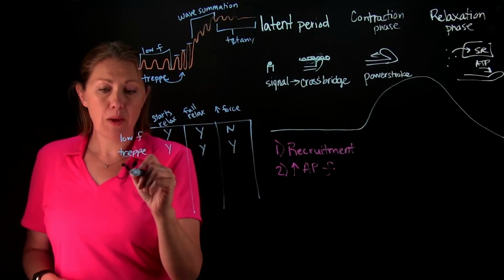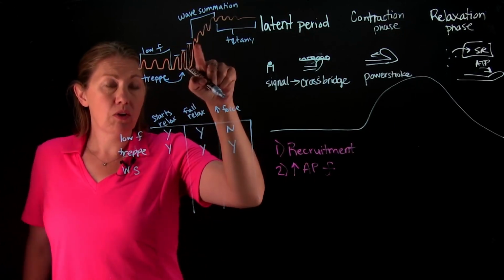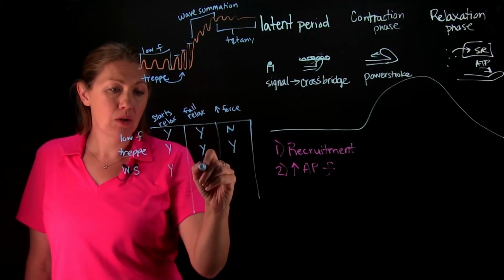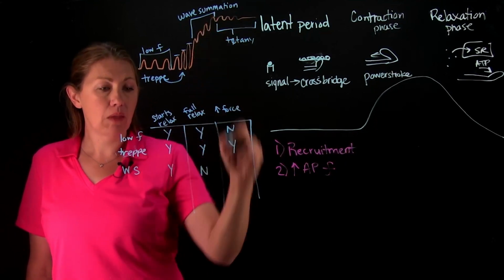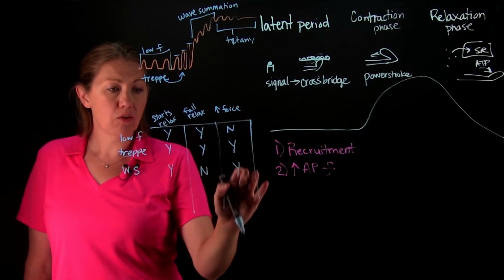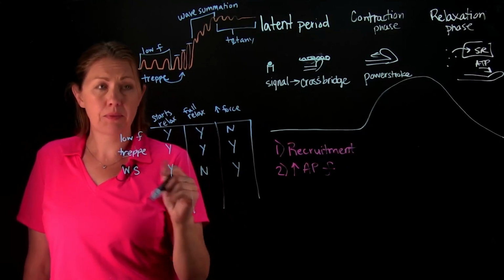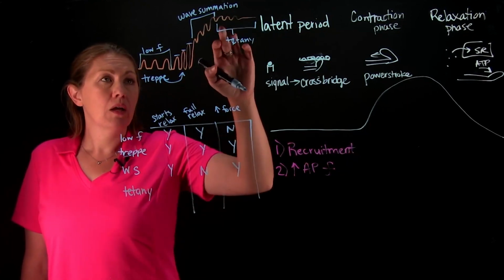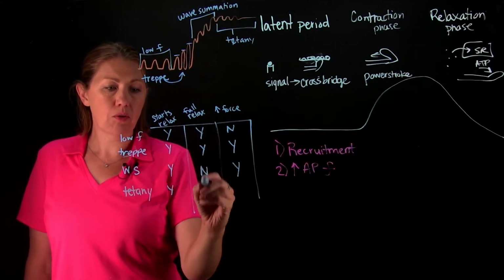Now your next one, wave summation, I'm going to shorthand that. So wave summation, do we start to relax? Yeah. Do we come all the way back? No. So we don't fully relax. And do we build with each one? Yeah. So there's your difference there. Yes, you're building. The difference here is you don't let it get all the way back to your baseline strength. And then your last one, tetany, do you start to relax? Yes. Do you fully relax?